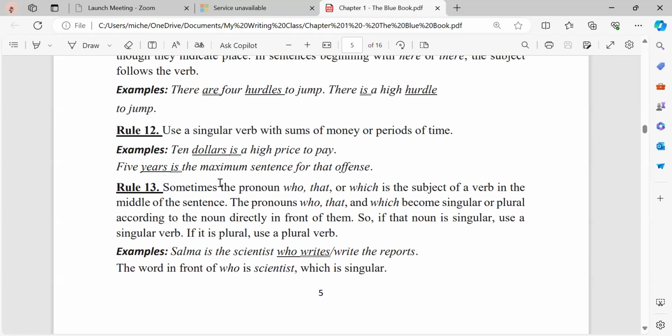I think this is just my way of thinking, but let's just say this is a whole one sentence, like $10 and 5 years right here. It's just one subject, one singular subject. So that is why we just think of it that way and use the singular verb, "is." Five years is the maximum sentence for the offense.